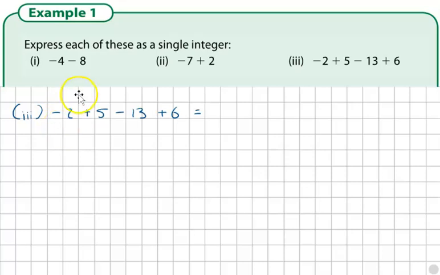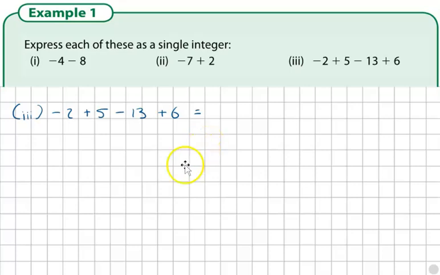Part 3, minus 2 plus 5 minus 13 plus 6. So I suggest you start on the left-hand side and work your way across because we can add or subtract in any order. So long as if you have another question that involves maybe some multiplying and dividing and adding and subtracting, you make sure you do your multiplication and your division first, and you can finish with your addition and your subtraction.